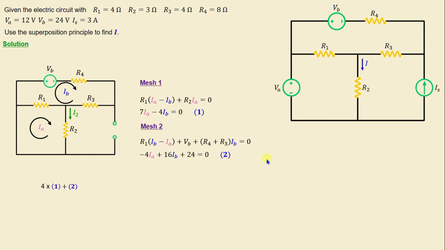Now by performing 4 times 1 plus 2, we derive one equation in terms of IA. That means 24IA plus 24 is equal to 0. That means IA is equal to negative 1 amps. And from here, we can observe that I2 is equal to IA. That means I2 is equal to negative 1 amps.